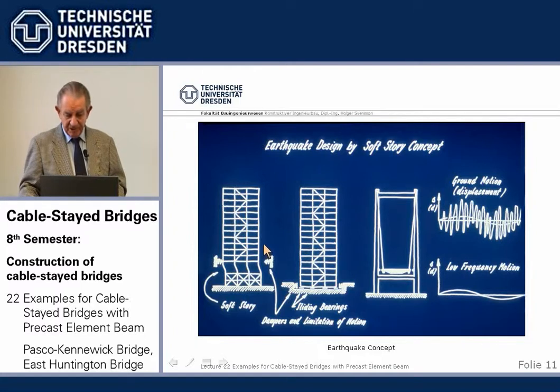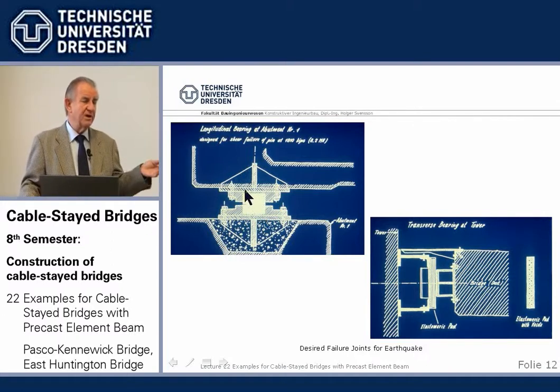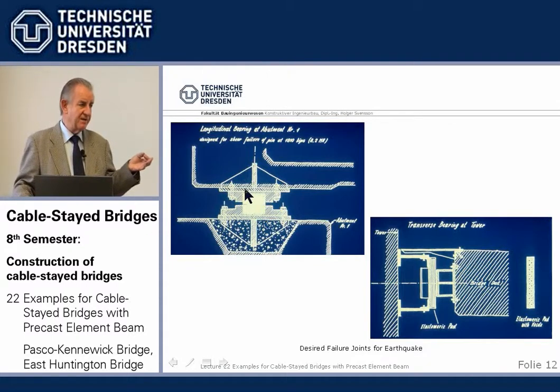Now in buildings it's partly done that you use a so-called soft story concept, that you have one story without bracing. So this has a very low eigenfrequency. Or you can put a building on rollers, bearings, it has a low eigenfrequency. And we said we choose the way that we install what we call desired failure joints, Sollbruchstellen.